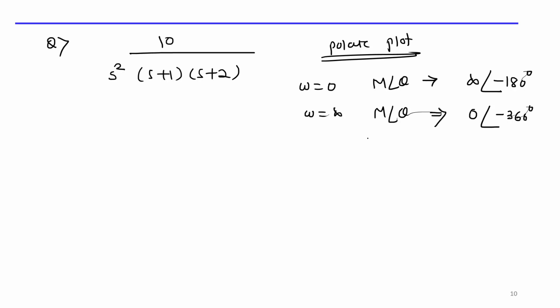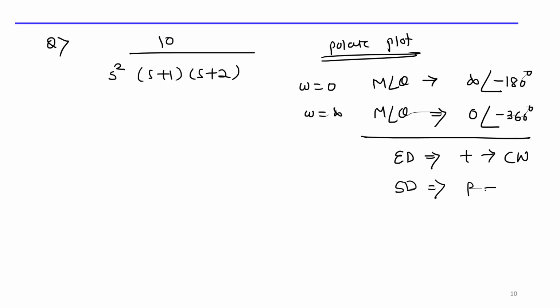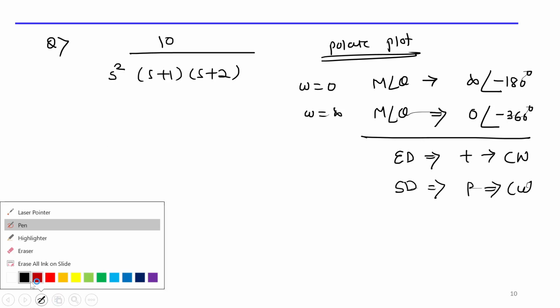Okay. Once you do that, find out the ending direction. Ending direction: minus 180 plus 360 to positive, so clockwise. Starting direction, poles are there only, so clockwise. So do that polar plot first.